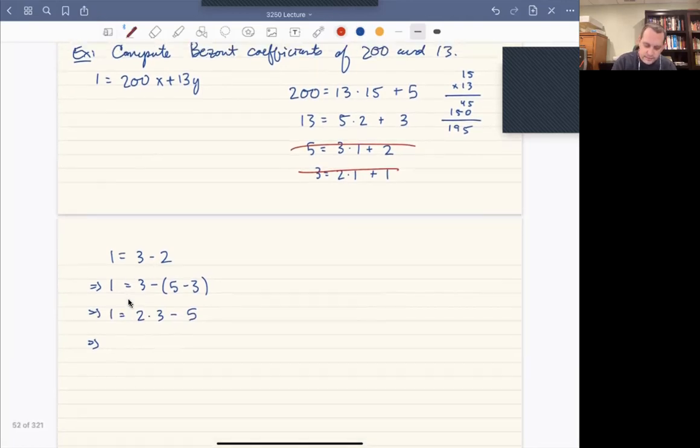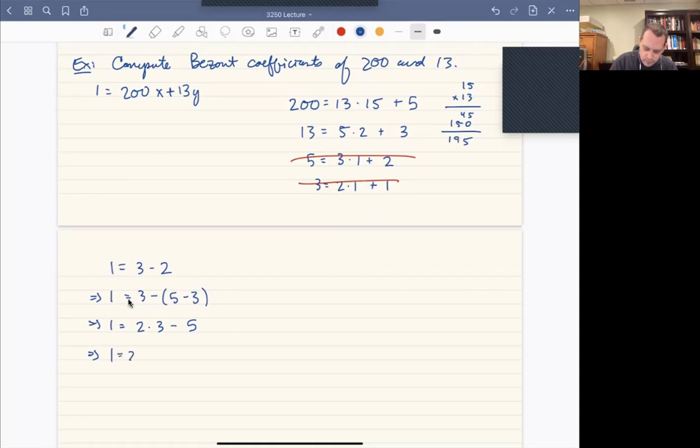And then 3 is 13 minus 5 times 2. So now we're writing 1 as a linear combination of 13 and 5. And when we distribute everything, we're going to get 1 is, let's see, 2 times 13. And 2 times negative 2 will be negative 4 times 5 minus 5. So negative 5 times 5. And that checks out because 2 times 13 is 26. 5 times 5 is 25. So that's good. So now you've written 1 as a linear combination of 13 and 5.